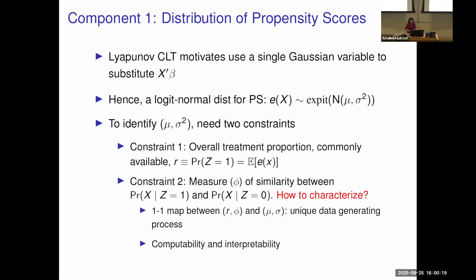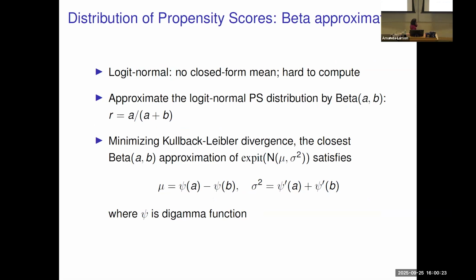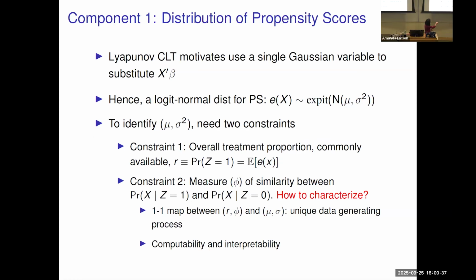Then how do you do it? Again, this student is just a genius, really a genius. He told me, well, look, logit-normal is something difficult to deal with. Why? Because for logit-normal, there's not even a closed-form mean. It's hard to compute, right? So if you look at this, I have logit-normal, but I would not even be able to write this R as a function of mu and sigma squared because there's no closed form.